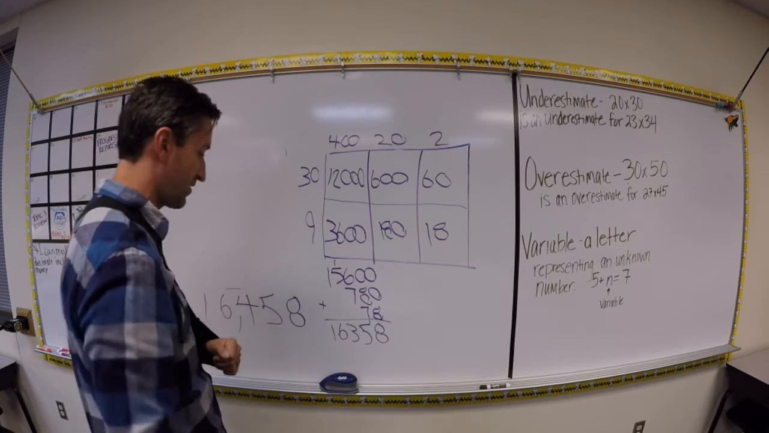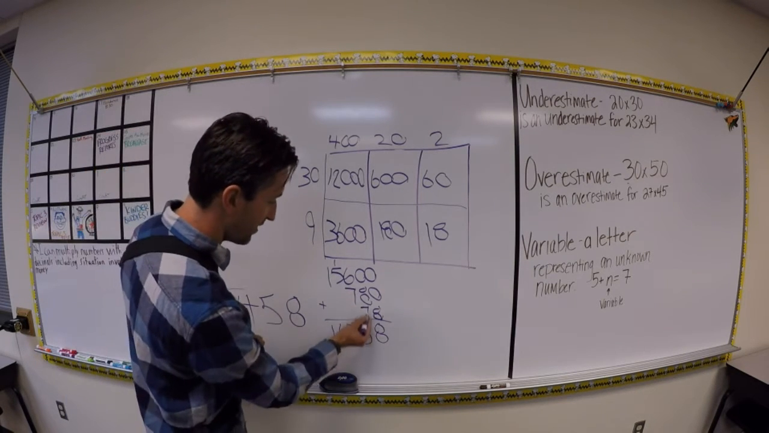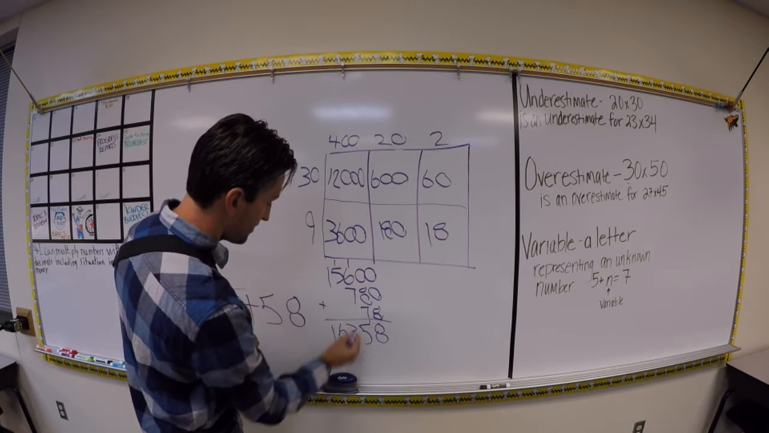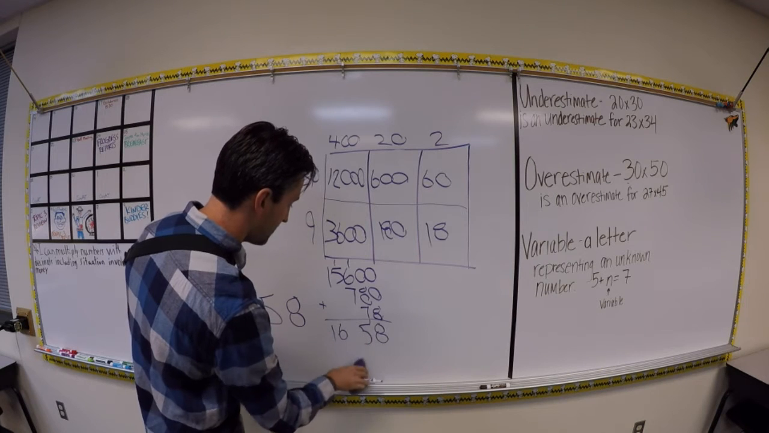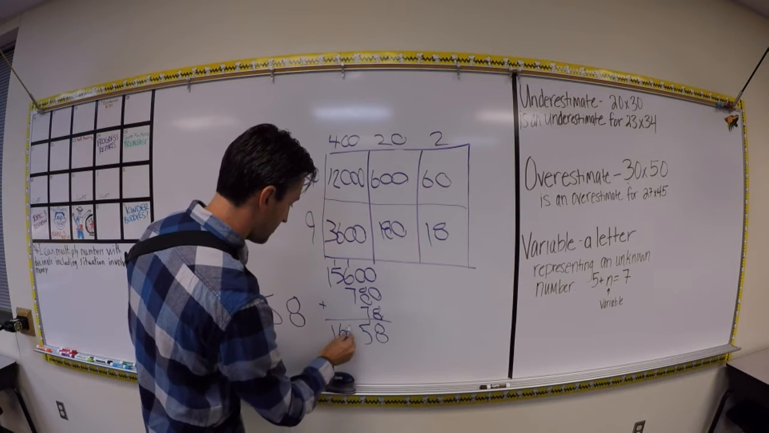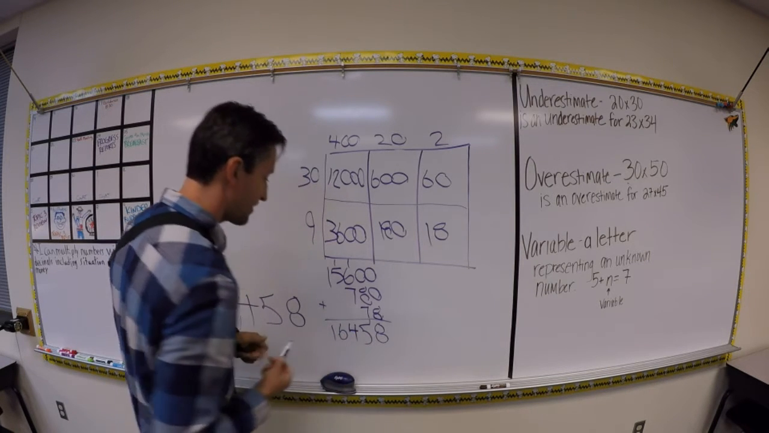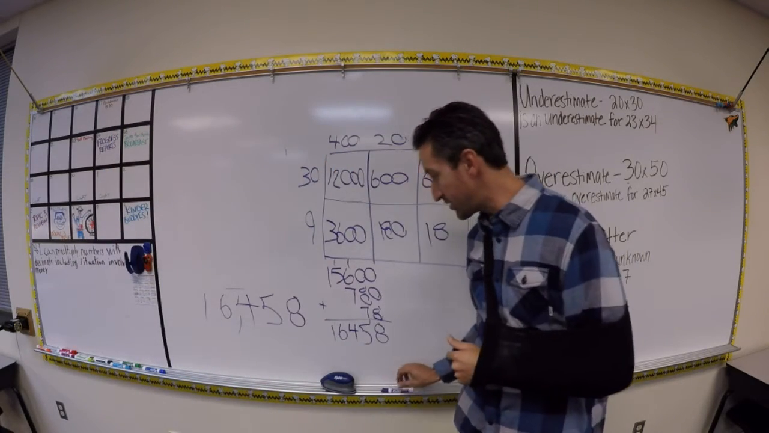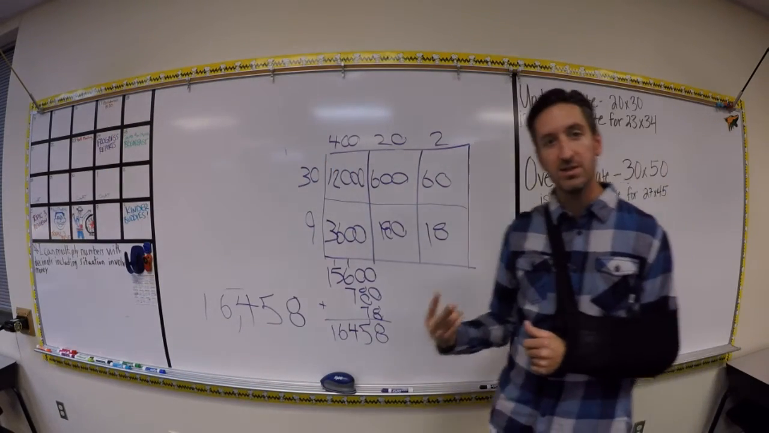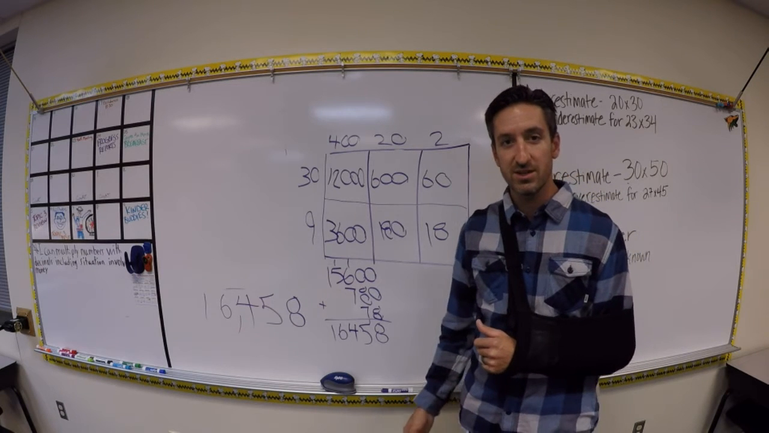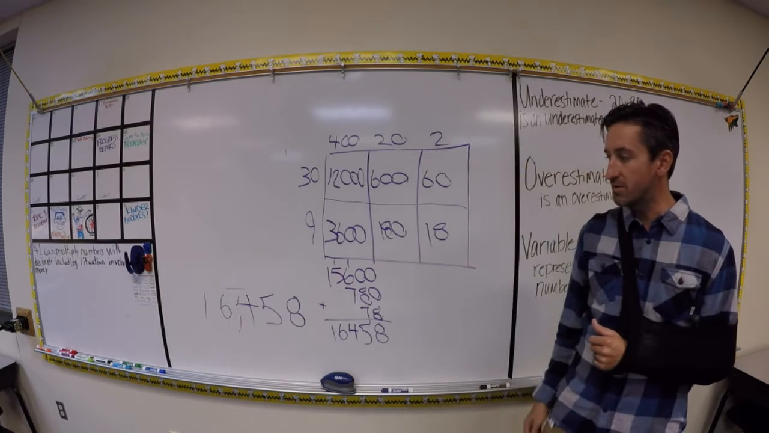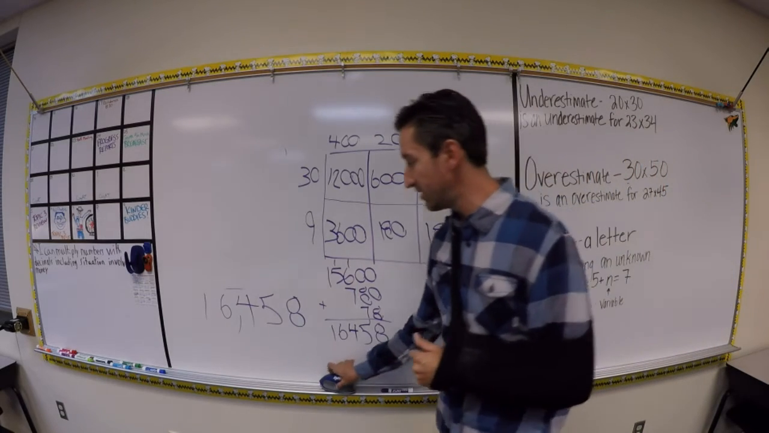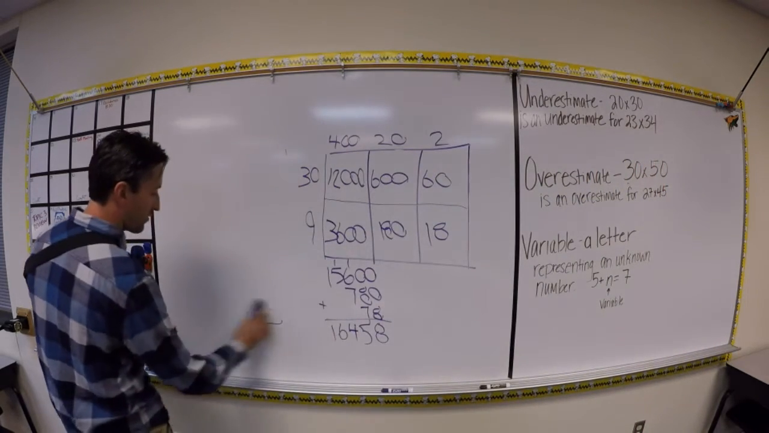Okay, I've done something wrong here. Oh, I forgot to carry my 1 up. 8 plus 7 is 15, and I forgot to carry my 1. So this is actually going to be 16,458. So if you make a mistake when you're doing your work, and you do it 2 different ways, you can always catch your mistakes by solving it 2 different ways, and it's pretty easy to see where that mistake was made.